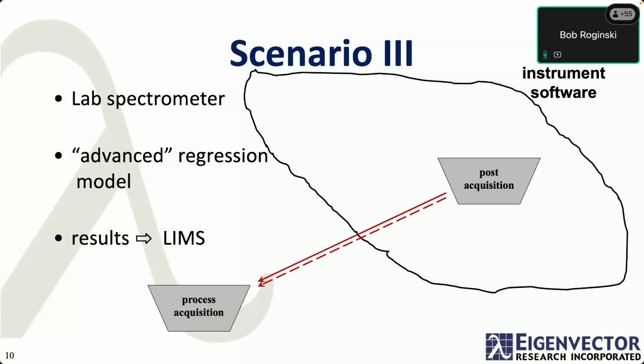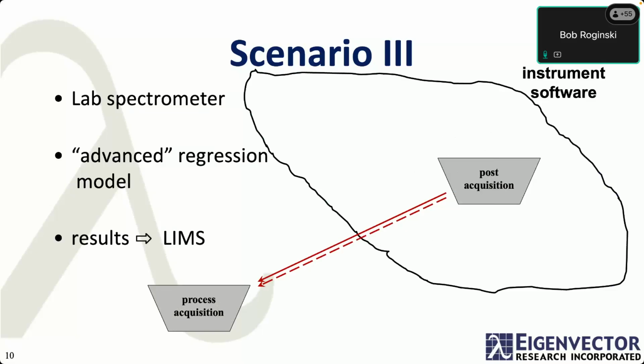And then after the acquisition is completed, we need to process that data acquisition. That's going to be with software outside of the instrument software boundary. I show two lines there. The solid line represents the instrument software having what I'll call direct hooks into the software which is outside, so that we can actually apply the model to it.